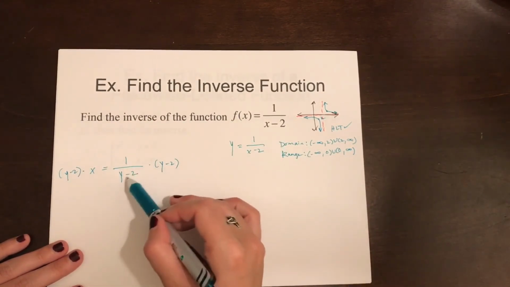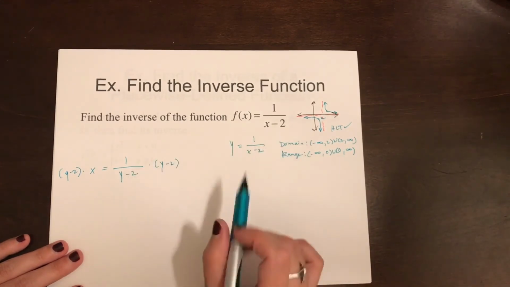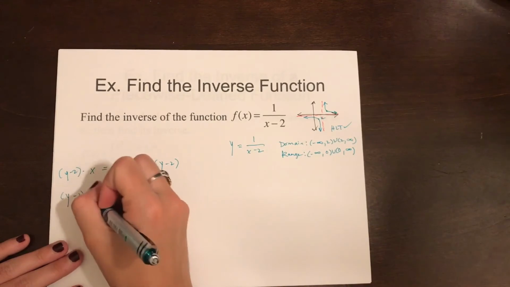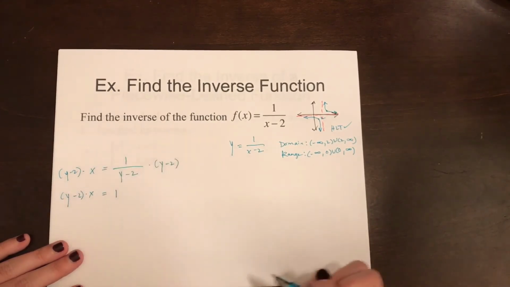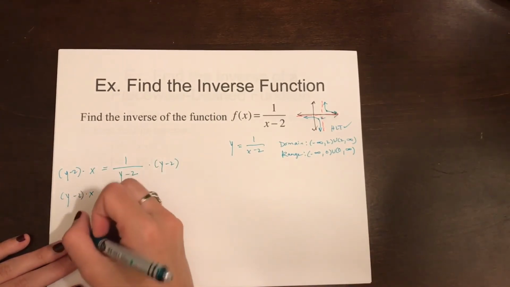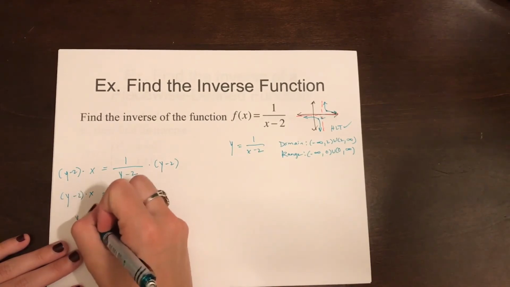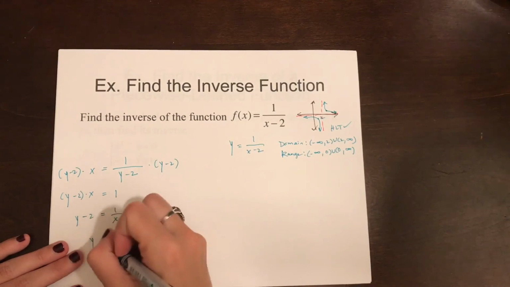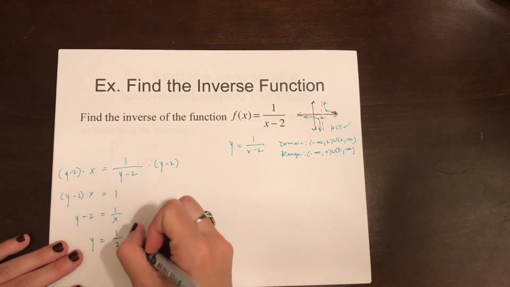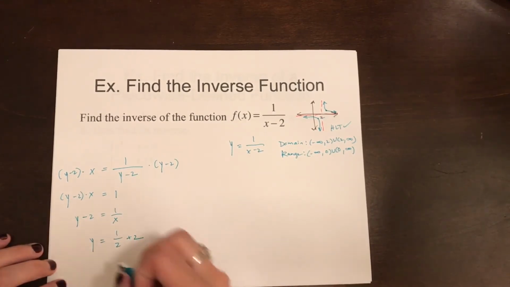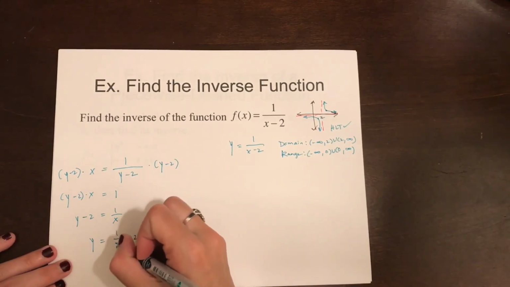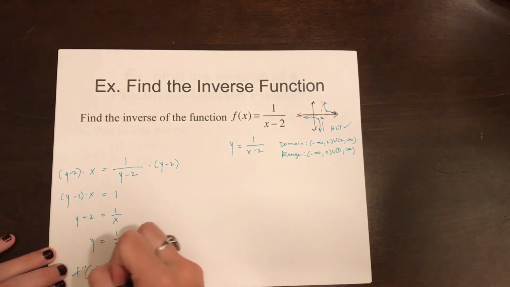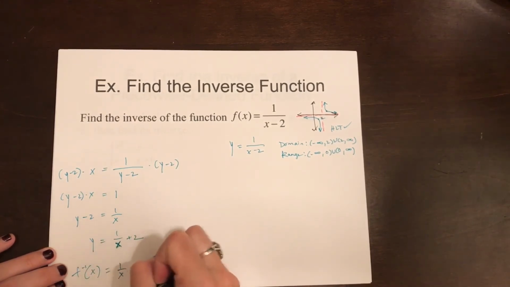Okay, so that'll make this y minus 2 cancel. So I'm left with y minus 2 times x equals 1. Now I'm going to divide by x on both sides of the equation, so I'll have y minus 2 equals 1 over x, and I can add 2 to each side of the equation. Oops, that is not a 2, this is an x. Okay, so f inverse is 1 over x plus 2.